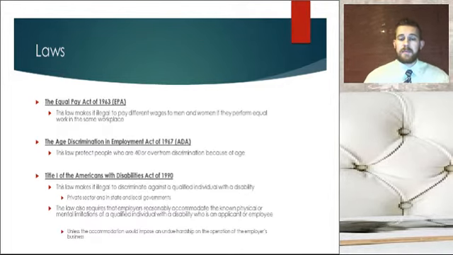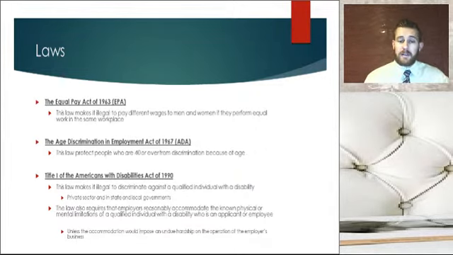Next, we will move on to the Equal Pay Act of 1963, which is also abbreviated as EPA. This law makes it illegal to pay different wages to men and women if they perform equal work in the same workplace. This law was signed into law on June 10th of 1963 by John F. Kennedy as part of his New Frontier deal.